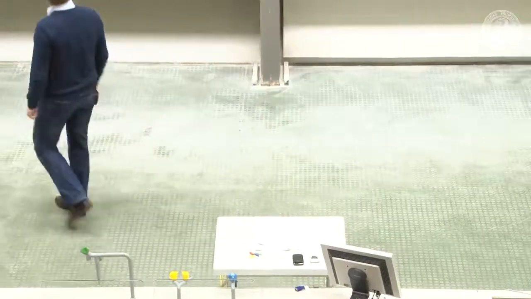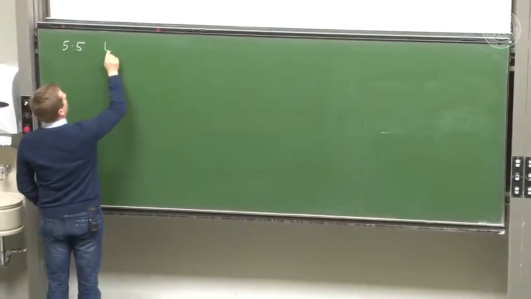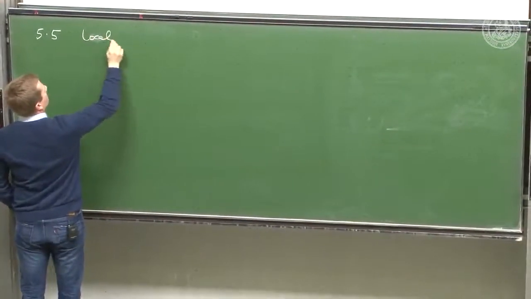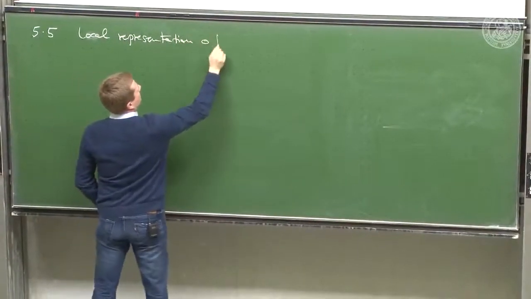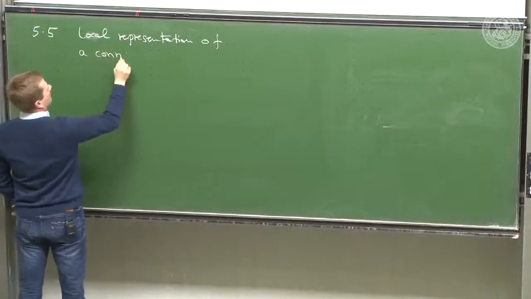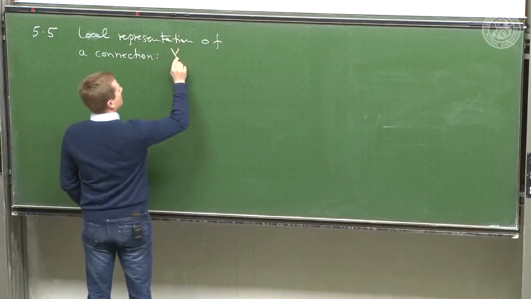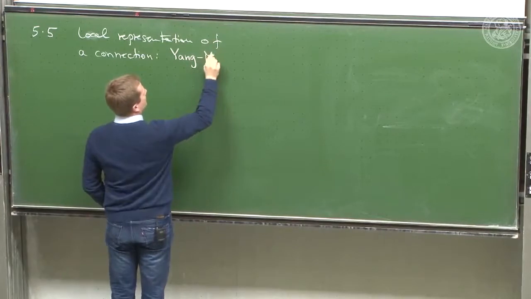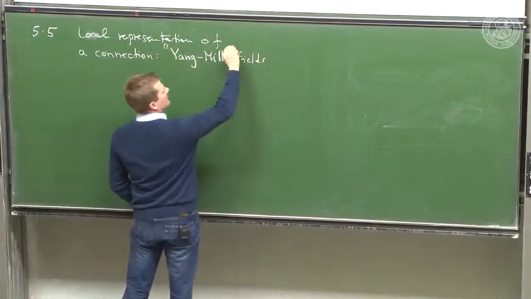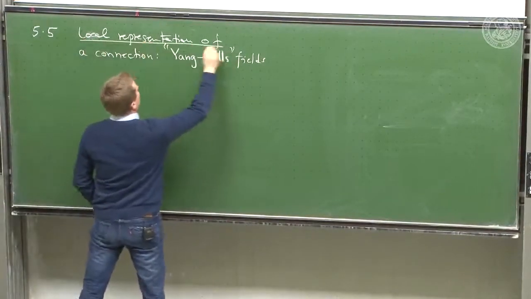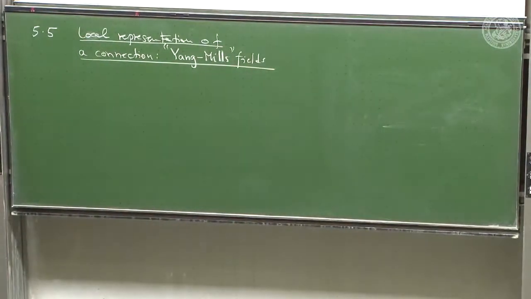So today's chapter is 5.5, local representation of a connection, and we will use invariantly the terminology "Yang-Mills fields". And we'll put that in quotation marks because that may apply to situations that a physicist would not call a Yang-Mills field in the first place.